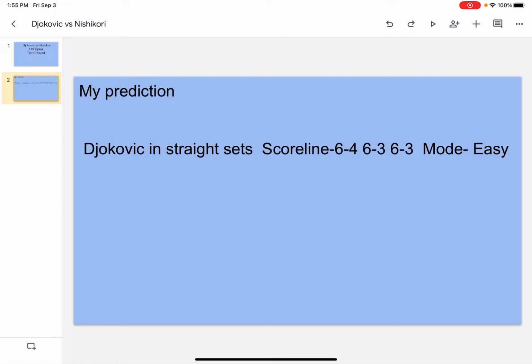I mean, Djokovic usually starts off slow, so I think he can get through Nishikori, maybe 6-4, 6-4, 6-3, something like that. You could say he struggled against Rune, that makes sense, but he usually starts off slow, so I think it could be Nishikori taking a set. But anyway, let's get into the breakdown of this.